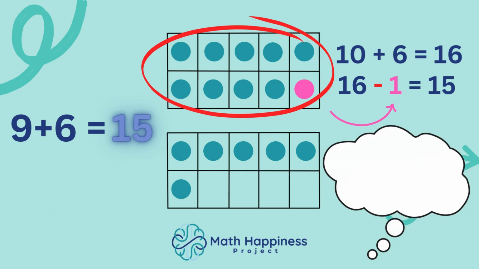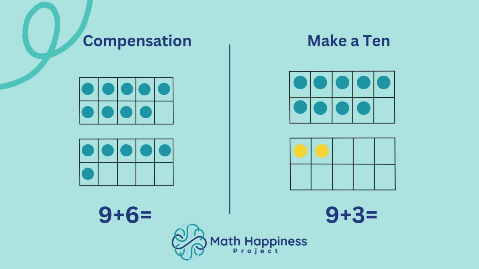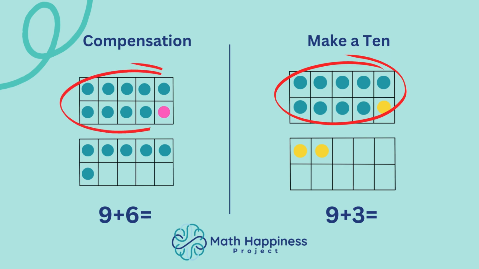You might be thinking, hey, aren't we making a 10 here? And you're right, that we're making a 10 to help ourselves, but there's a small but important difference between what we did here and what we did in the making a 10 strategy. In making a 10, we took some from our other number to make that 10. In this case, we just added some extra to the 9 in order to make the 10. And then we had to take away the extra at the end.